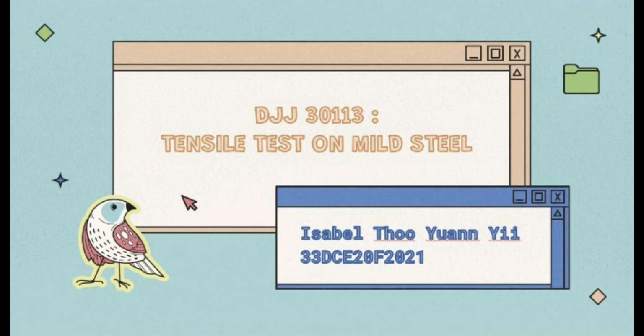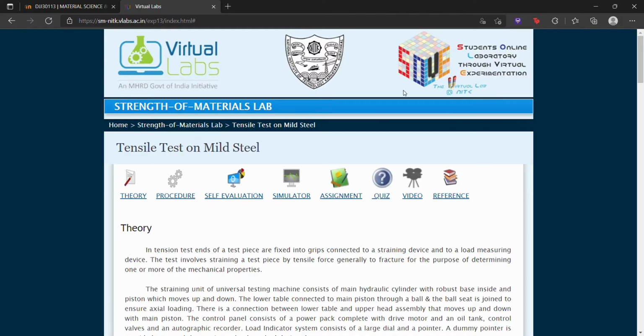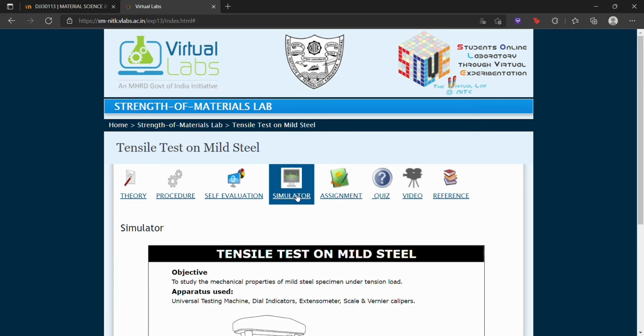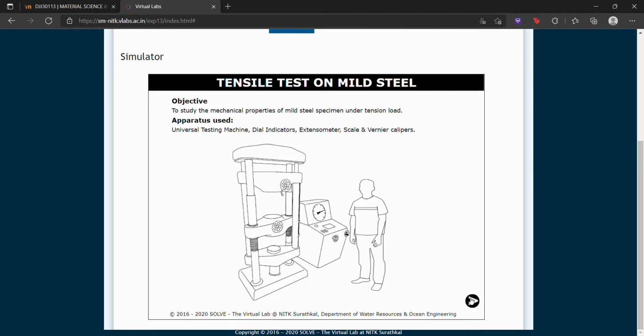Today I'm going to do a tensile test on mild steel. This test involves straining a test piece by tensile force, generally to fracture, for the purpose of determining one or more of the mechanical properties. The objective of this test is to study the mechanical properties of mild steel specimen under tension load.